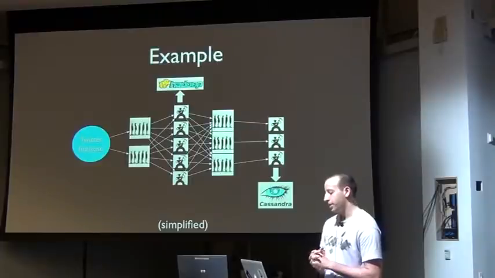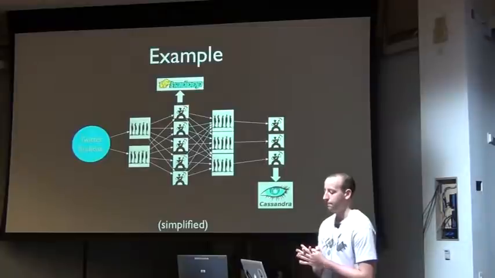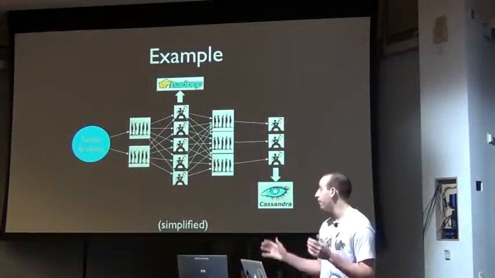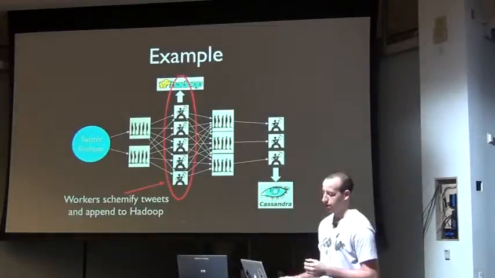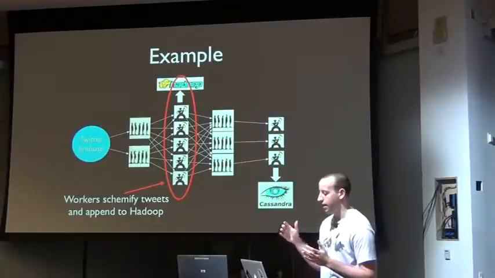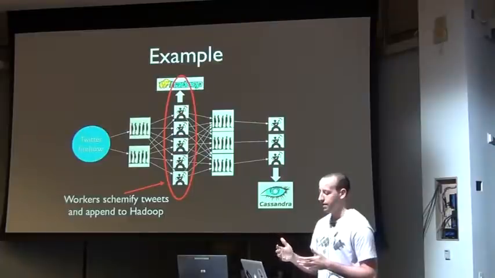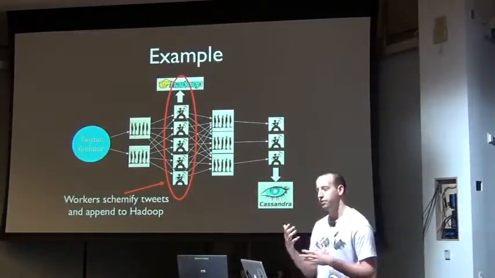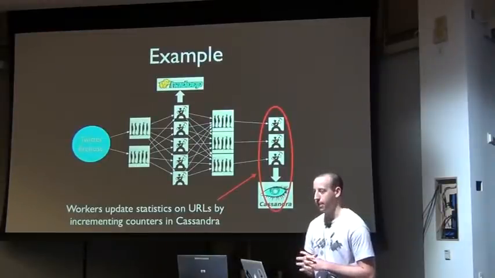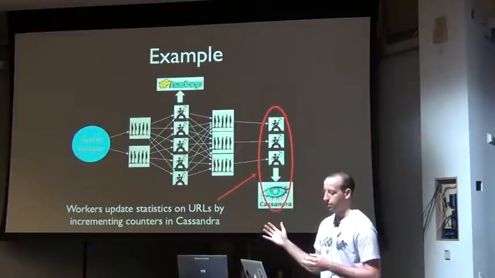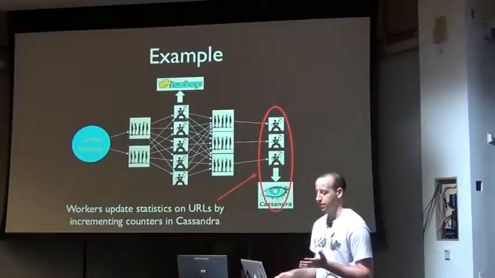Our architecture used to look something like this, a simplified version of what we had. We were processing the Twitter fire hose. We put the Twitter fire hose onto a set of queue servers, and then we had a set of workers that would take the tweets, schemify them and append them to Hadoop. Then they would extract URLs from the tweets and pass them off to another set of workers through another set of intermediary queues. That second set of workers would update statistics on those URLs by incrementing various counters in Cassandra.